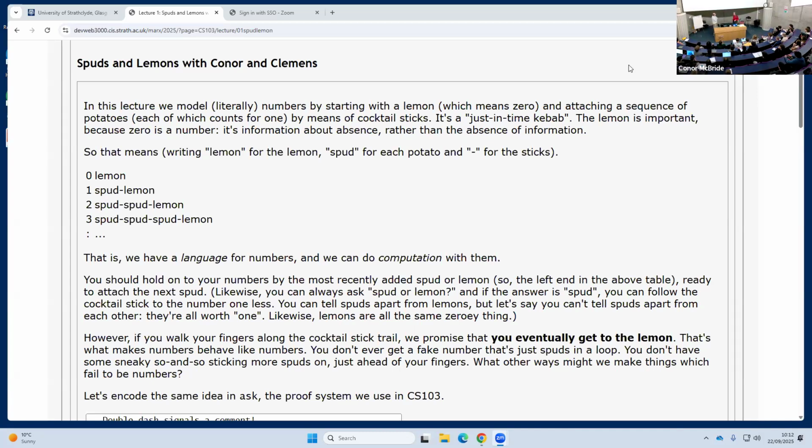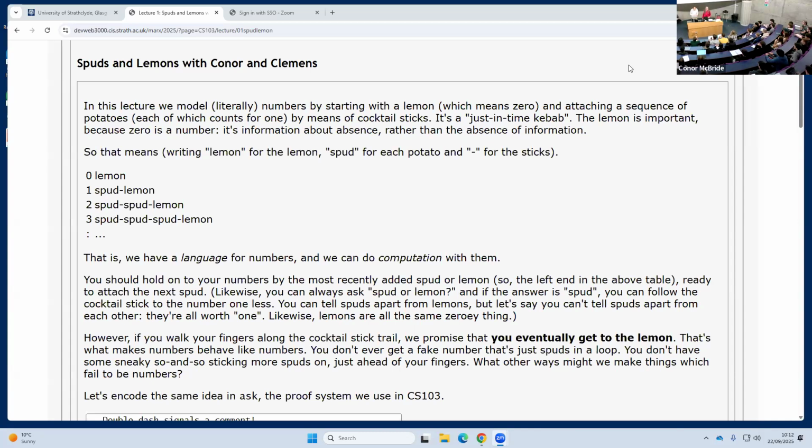Let me stick this document camera on. And sadly, this is all going to not be on the Zoom recording because I've had a technology fail. But I will have to make a video of it.